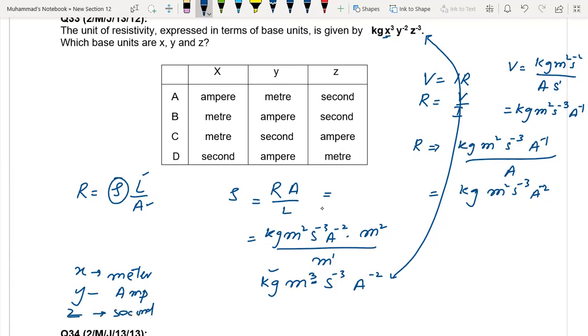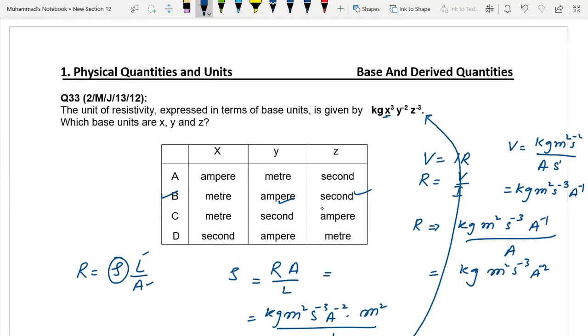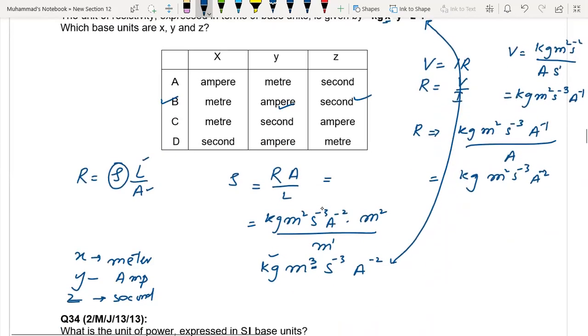So which option is correct? So 33, if you compare this, you will be having b, x is meter, y is ampere, and z is second. So it's a very, very good question. You have to simplify, you have to work for unit of resistivity, and you should know this formula for resistivity, from which this resistivity is defined.